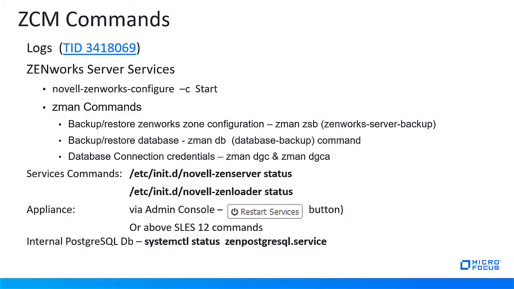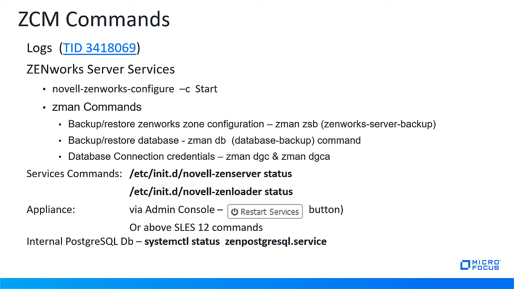ZCM commands you could use. Remember, the TID has some of those, 3418069. You can use novell-zenworks-configure -c Start. Some zman commands you could use: if you want to back up your ZENworks zone configuration, not your database, but your configuration, you can use zman zsb. If you wanted to back up your internal database, if you're using one, zman db. And for database connection credentials, you can always get those with zman dgc and zman dgca, should you need to get into the database with credentials. And that's the internal database.